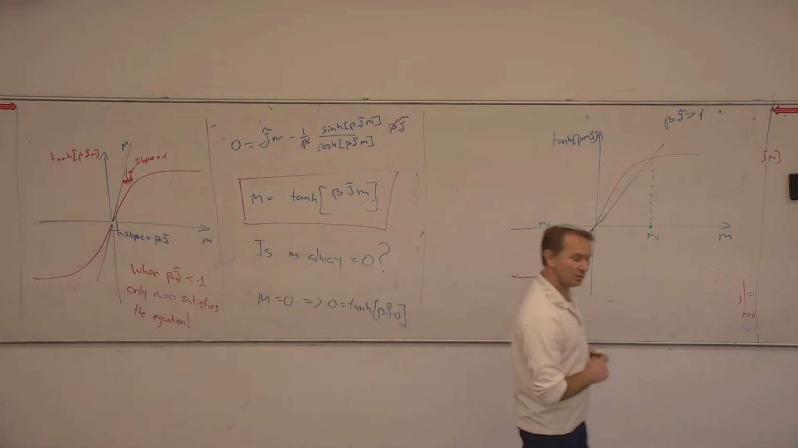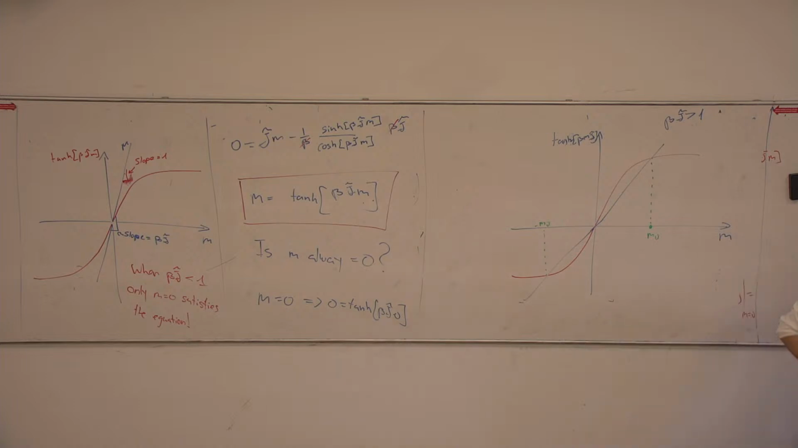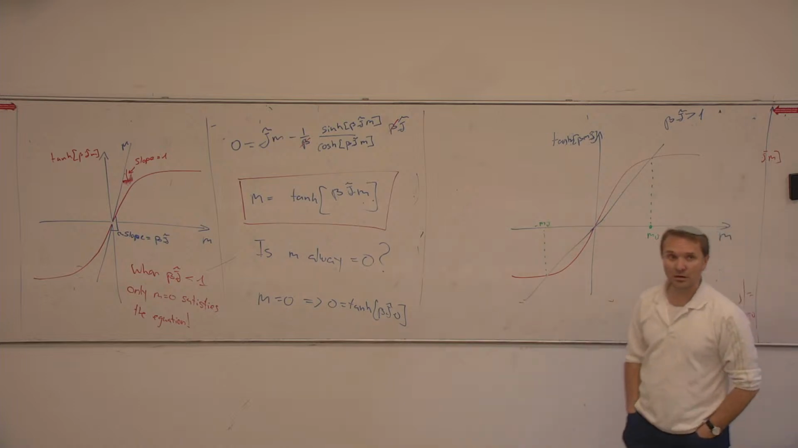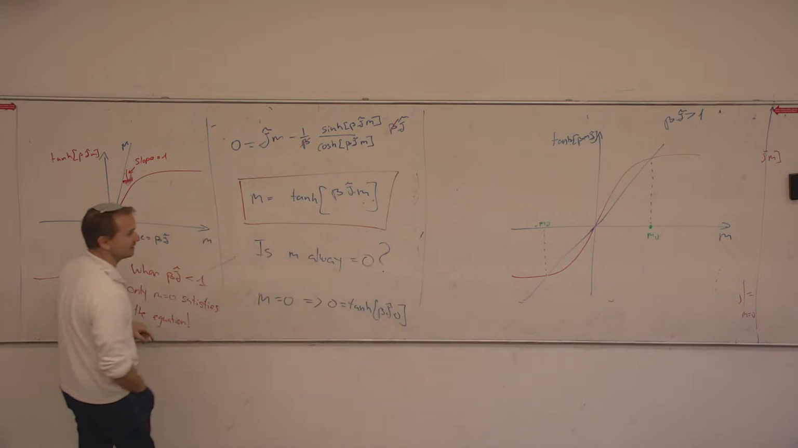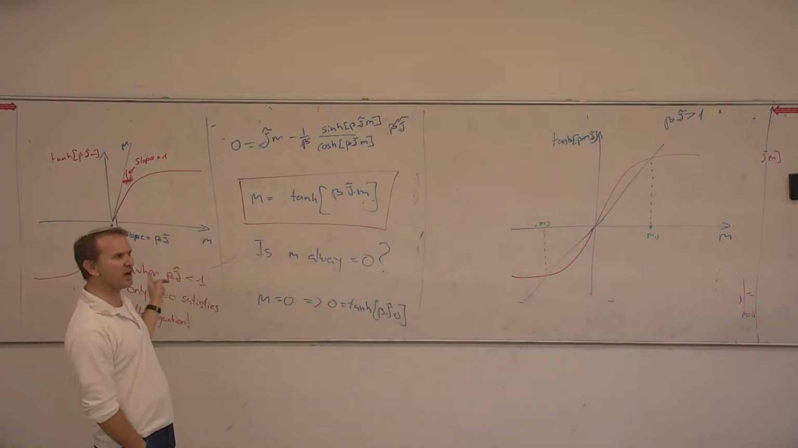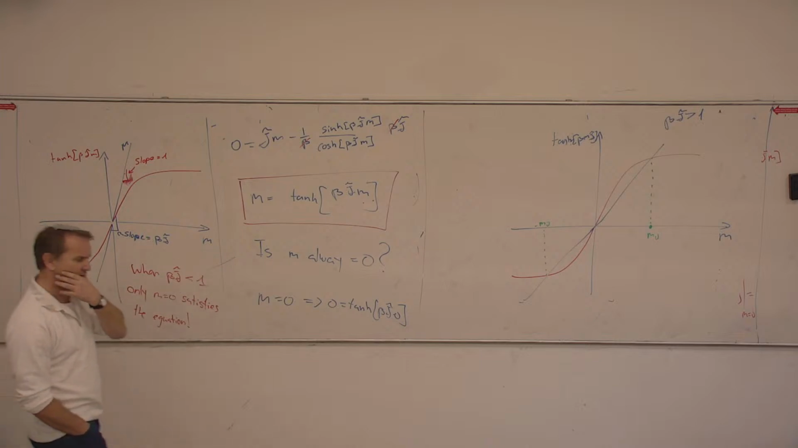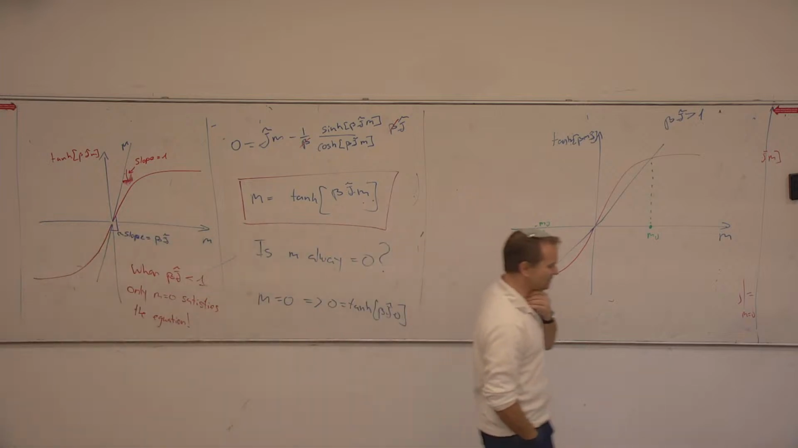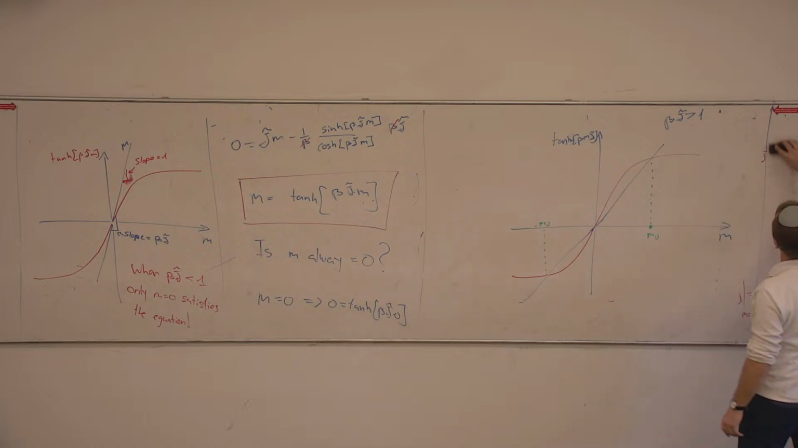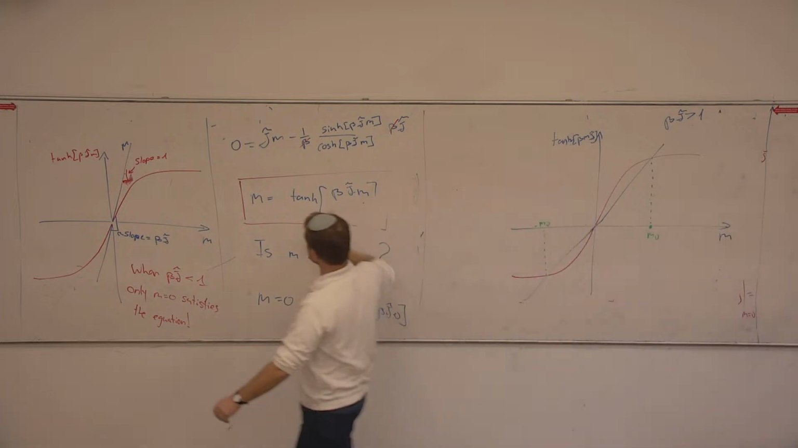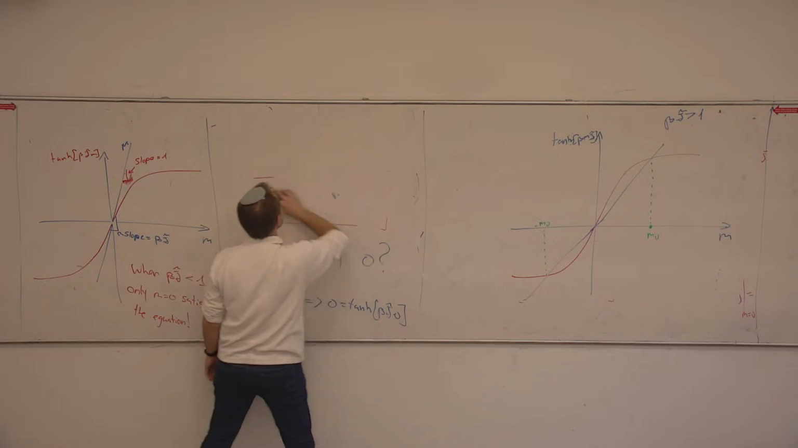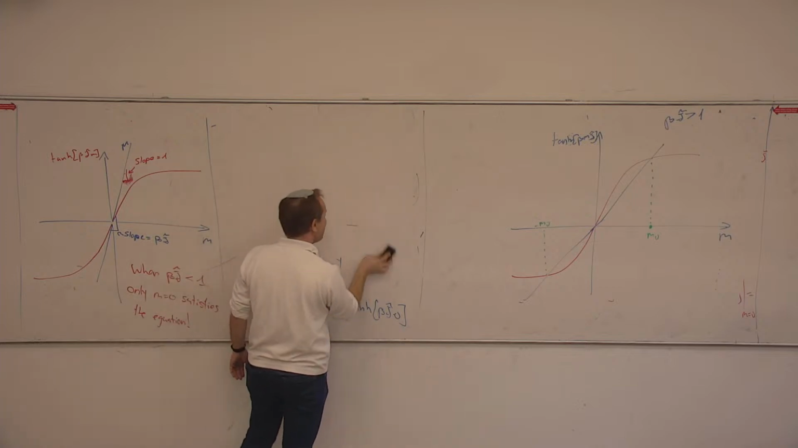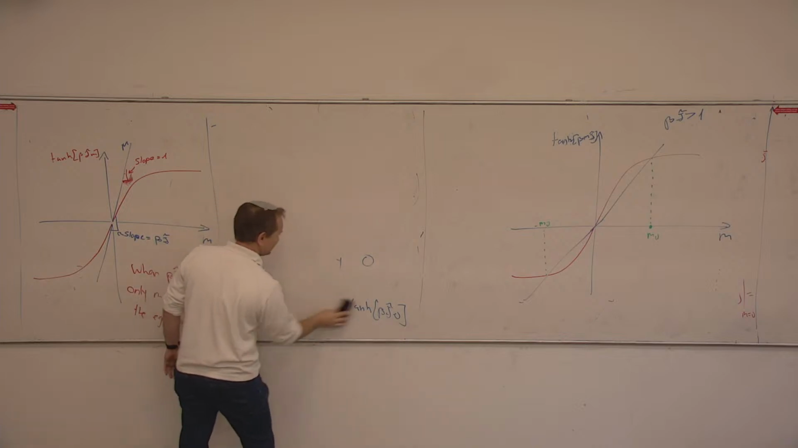So what happens when j tilde is equal to 1? We'll get to this point in a second. Okay, so what this graphical solution suggests, okay? This graphical solution suggests the following thing. This is the equation that we explored. M equals hyperbolic tangent. Okay?